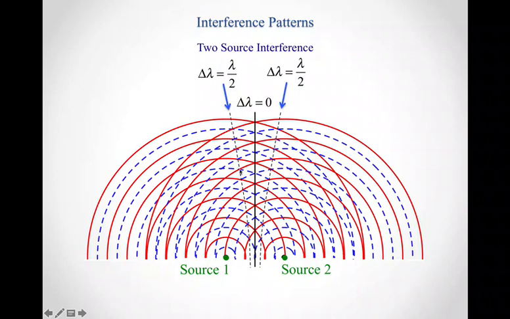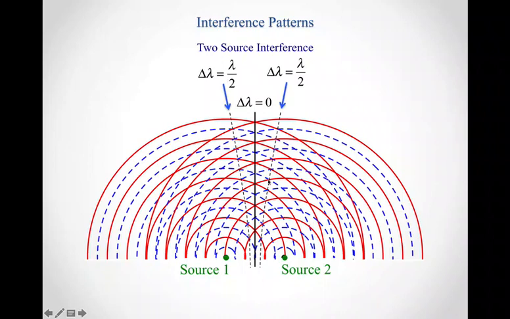So pick any point along this line, and we can say that from source 1, when I look at this point here, it has traveled 1 full wavelength, 2 full wavelengths, 3 full wavelengths, 4 full wavelengths to get to that point. From source 2, it's traveled 1 full wavelength, 2 full wavelengths, 3 full wavelengths, 4 full wavelengths, and an additional half. So it's traveled an additional half wavelength from source 2 than it did from source 1.